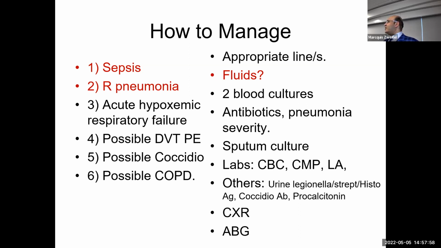We'll calculate the severity. You think his pneumonia is severe. So what antibiotics will you start based on the previous hour's lecture? 2 antibiotics with severe pneumonia. So maybe something like ceftriaxone and azithromycin. Sputum culture, CBC, CMP, lactic acid, urine Legionella and strep. Since it's severe, it's reasonable to send coccidio antibody because your patient is coming from Las Vegas, plus chest X-ray and ABG.